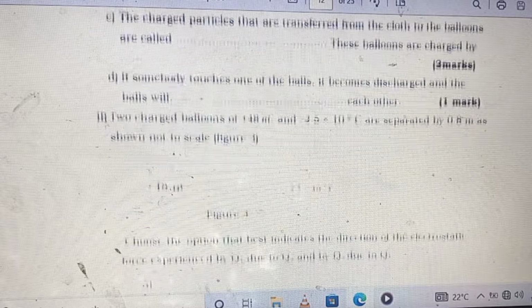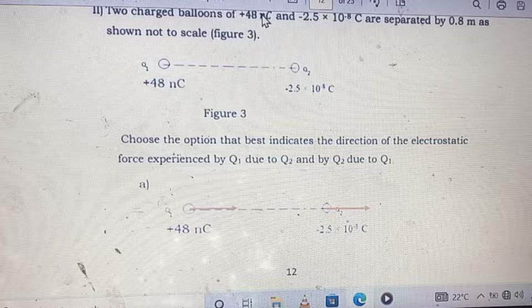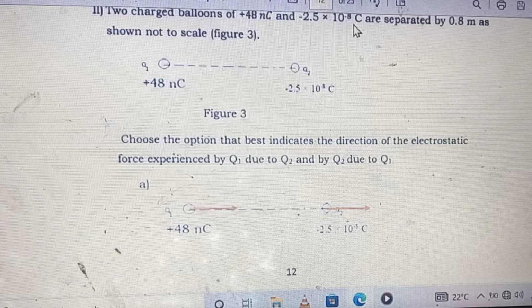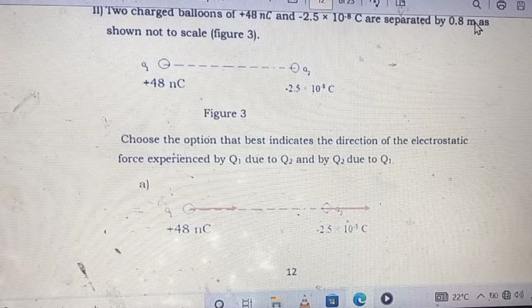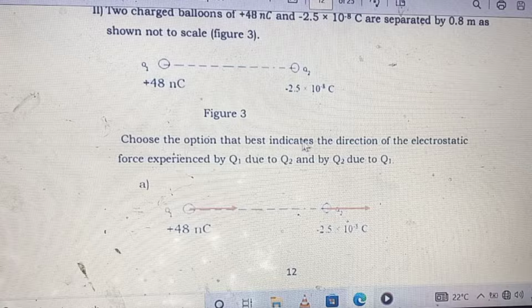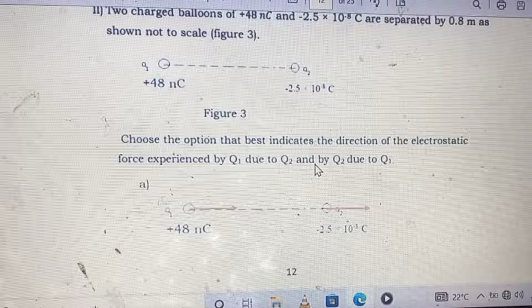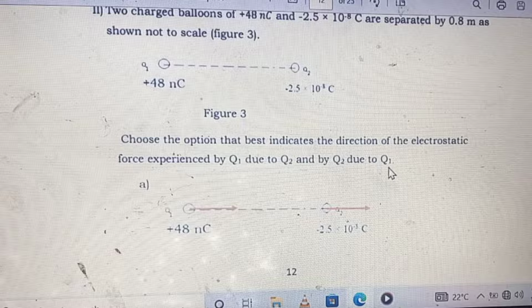Next question, I2. Two charged balloons of 48 nanocoulomb and negative 2.5 times 10 power negative 8 coulomb are separated by 0.8 meter as shown, not to scale. This is charge 1, this is charge 2. Choose the option that best indicates the direction of the electrostatic force experienced by charge 1 due to charge 2 and by charge 2 due to charge 1.